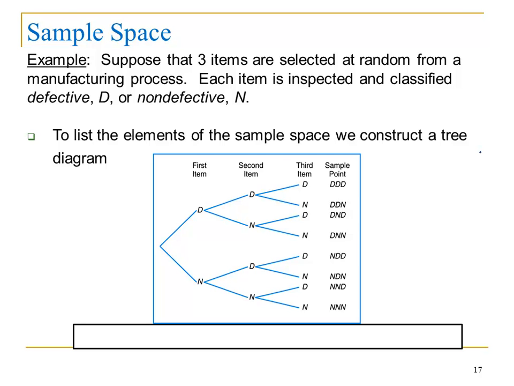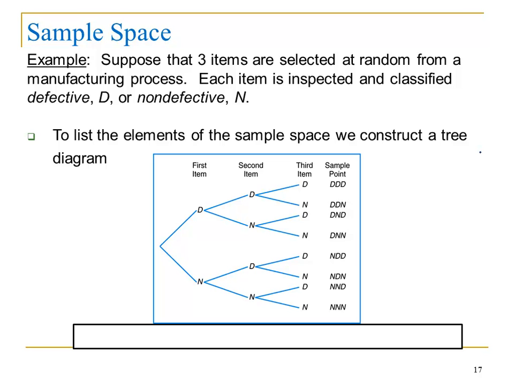Now, if you go through this branch, you will have D, D, and non-defective. So the outcome for that experiment is 2 defective and the last one non-defective. And you can do the same thing for all the branches of the 3. So this one, defective, non-defective, non-defective, this is another possible outcome for your experiment.